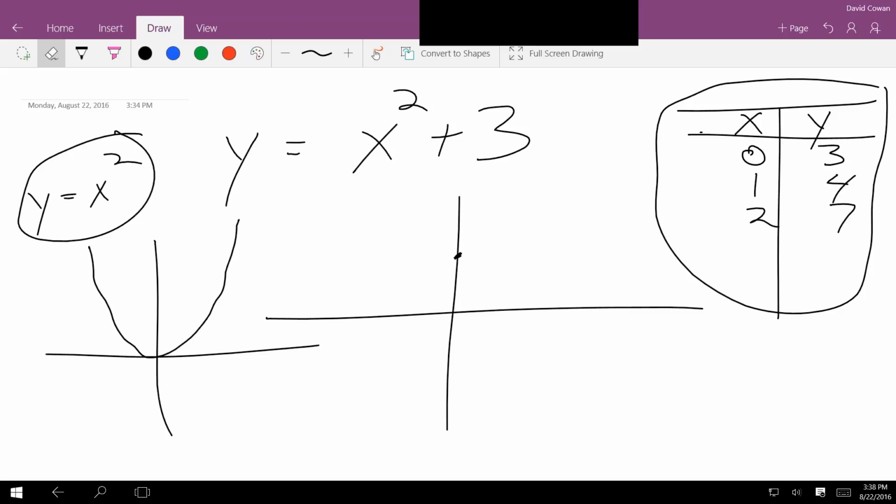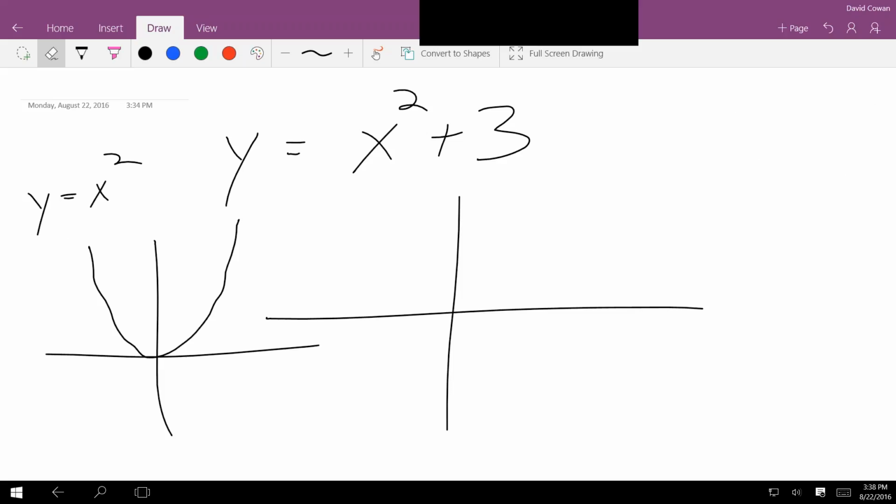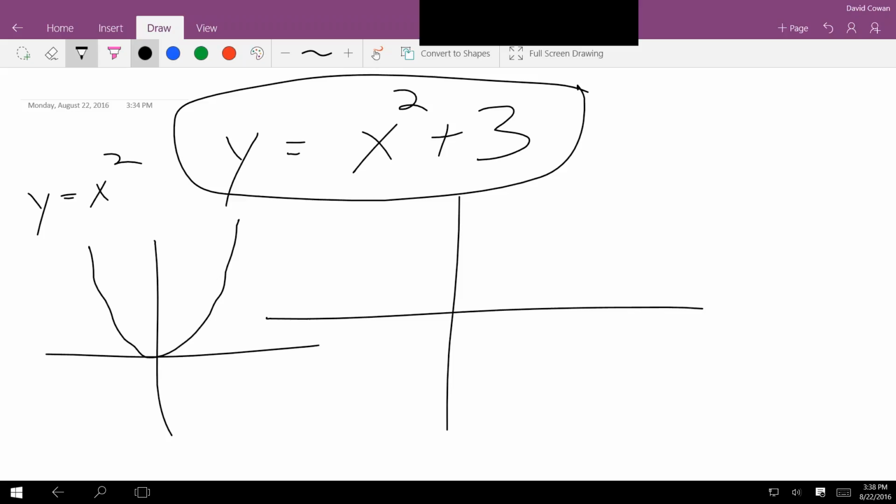Whereas using the parent function is a very accurate way. In other words, if we look at the parent function, which is y equals x squared, and we look at the function that we're asked to deal with, the only difference between those two is this plus 3, which means it's this curve vertically shifted 3 units up. So no change in the shape, but shifted up 3 units.